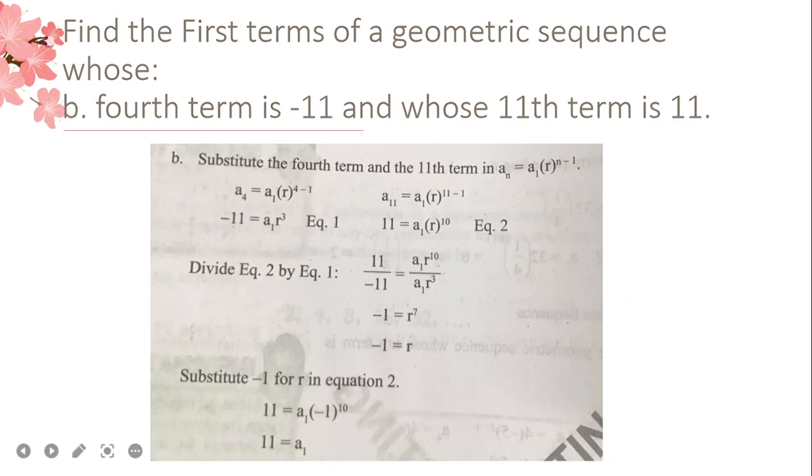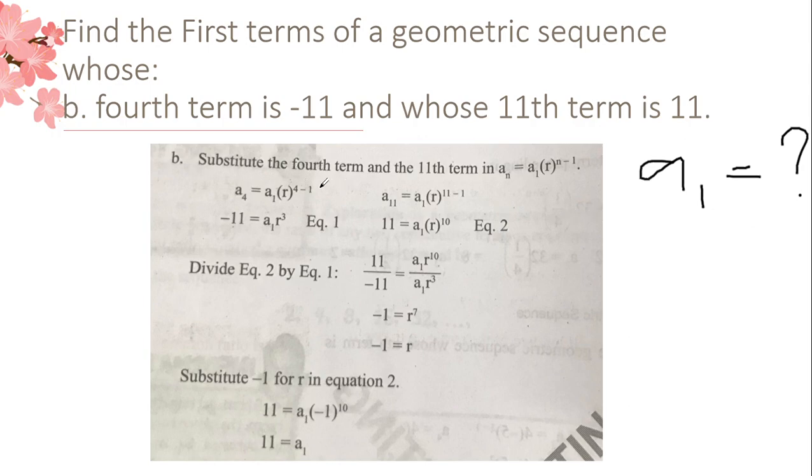Okay, now for our second example for geometric sequence. Find a sub 1. Still, we are looking for the first term of a geometric sequence whose fourth term is negative 11 and whose 11th term is 11. So again, ang ato gipangita kay si a sub 1 pa rin. So we are looking for our first term and that is a sub 1.